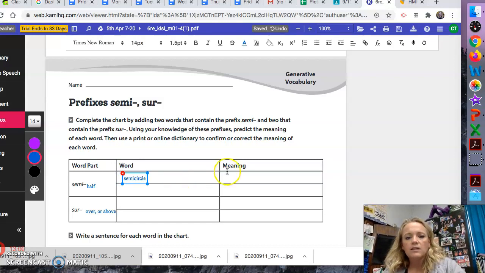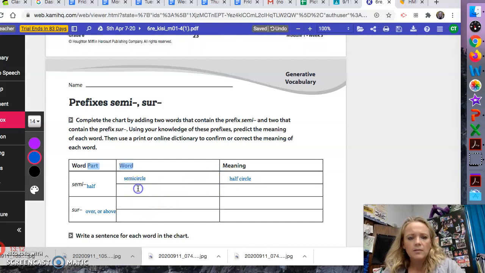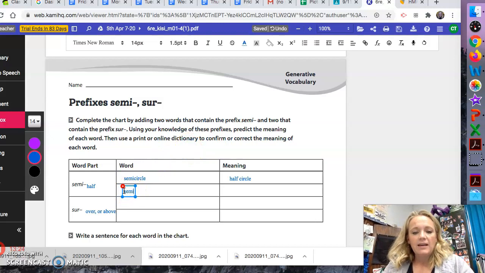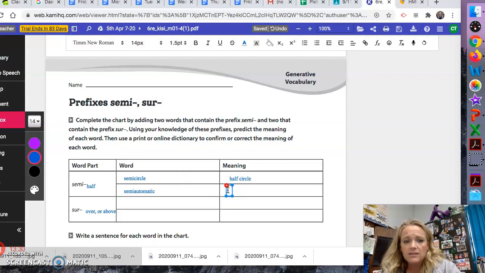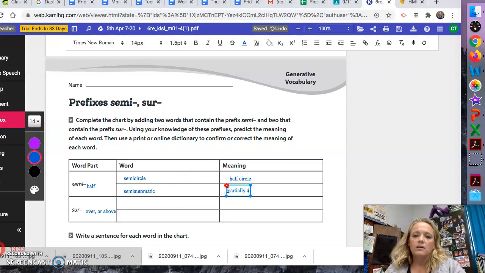Semicircle is a half circle. And I've heard of semi-automatic, something I've heard a lot. And it means it is partially automatic. It's not fully automatic. And for sir, we had surplus.